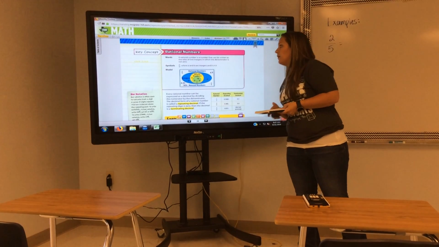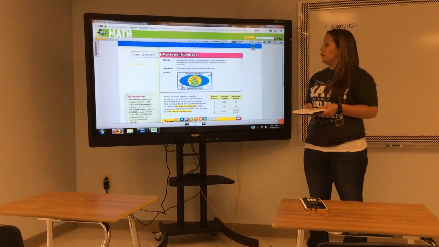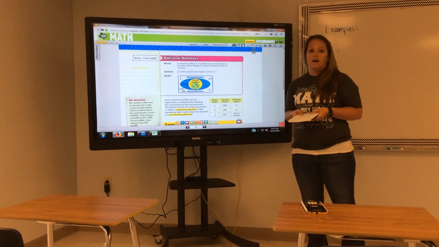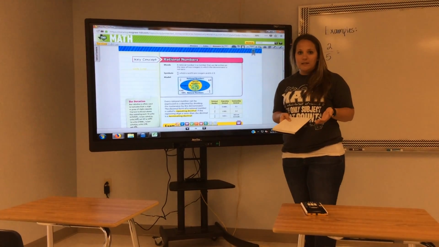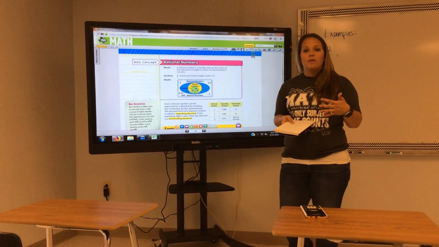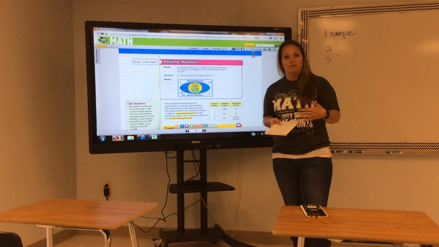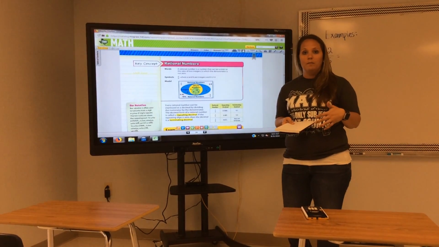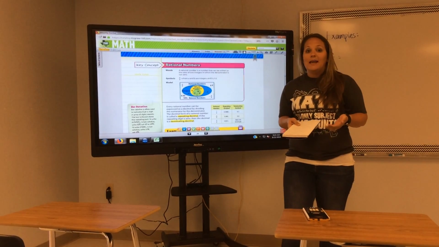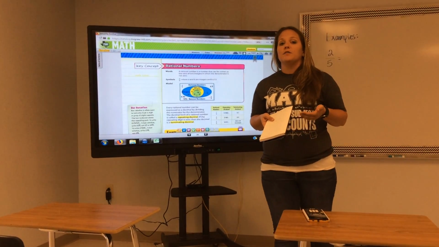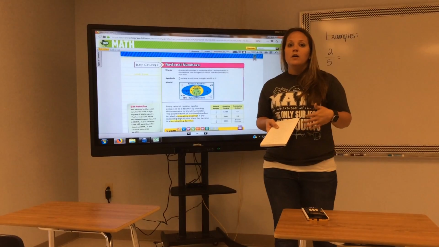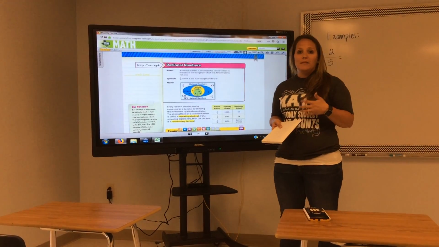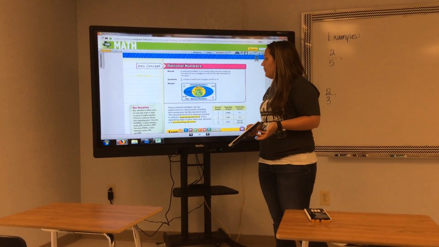A rational number is a number that can be written as a ratio of two integers in which the denominator is not 0. That's just fancy math words for saying any number that you can turn into a fraction and represent in fraction form is a rational number. Even whole numbers can be represented as fractions by putting them over 1. So as long as your denominator, the number on the bottom, isn't 0, your number is a rational number.